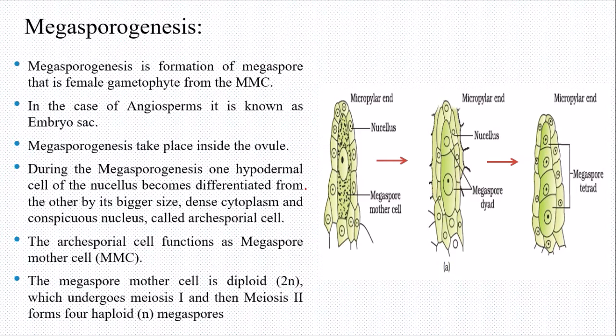If you have just seen the structure of the ovule, you can pause the video and go back to see the structure of the ovule again. This is in your hand now. During megasporogenesis, one hypodermal cell of the nucellus, generally on the micropylar side, becomes differentiated from the others by its bigger size, dense cytoplasm, and conspicuous nucleus, and this is termed the archesporial cell.